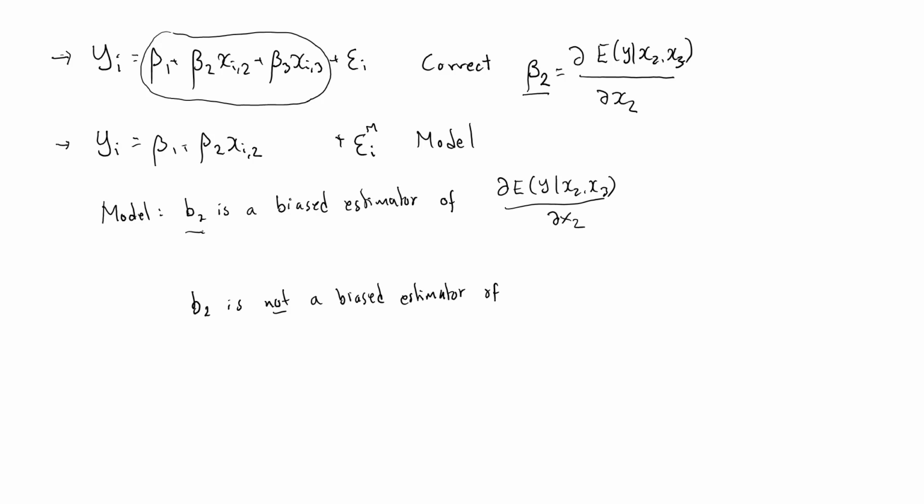However, B2 in my model is not a biased estimator of this one, where we just control for x2. So if I rephrase my question as follows: I run my regression model, I interpret B2 as the estimator of the increase in y when x2 increases by 1 unit, and I am not trying to keep x3 fixed, then my estimator is no longer biased.